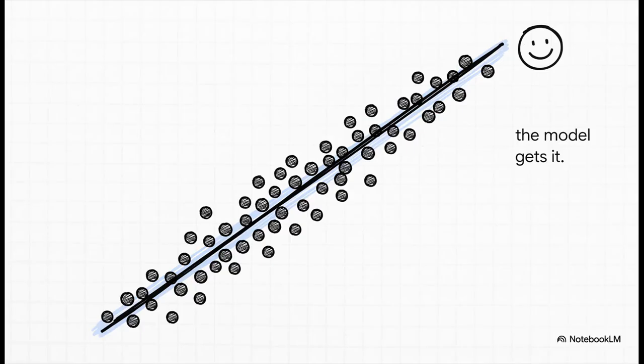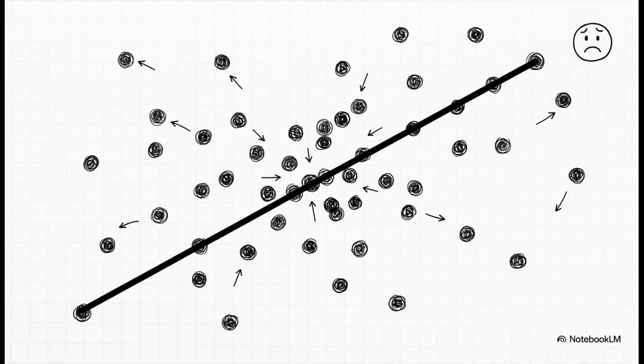So a high R squared score means your predictions are consistently close to the actual real-world values. If you were to plot this on a graph, you'd see all the data points just hugging that prediction line really tightly. The model just gets it. And on the flip side, a low R squared means the model's predictions are just, well, scattered. They're all over the map. There's no clear relationship at all between what the model is guessing and what's actually happening. It's a mess.